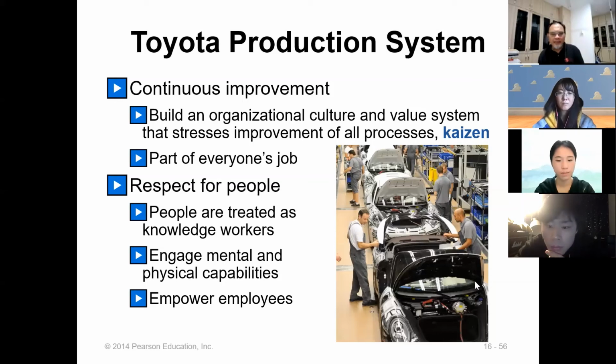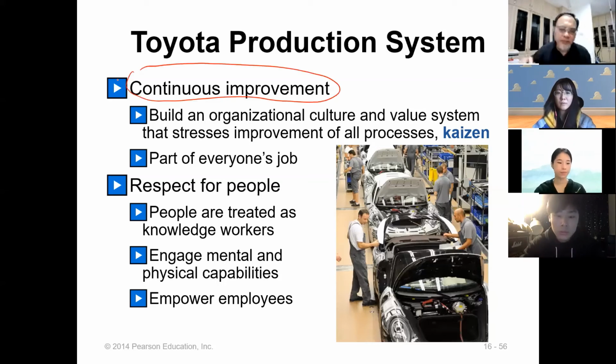So the pillars of TPS. Number one is the principle of continuous improvement. TPS cannot function if there is no continuous improvement. It is everyone's job to do continuous improvement in Toyota, so that they build a culture and value system that stresses Kaizen. That is how Toyota builds their organization.